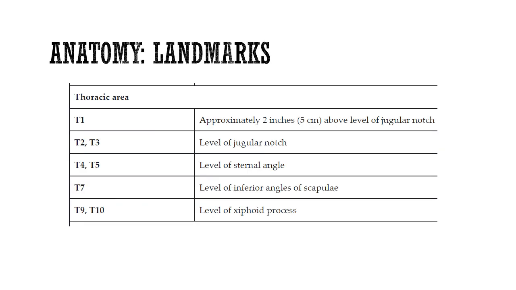And so just to review our landmarks, T1 is approximately 2 inches above the level of the jugular notch. T2, T3 is at the level of the jugular notch. T4, T5 is at the level of the sternal angle. T7 is at the level of the inferior angle of the scapula. And T9, T10 is at the level of the xiphoid process.